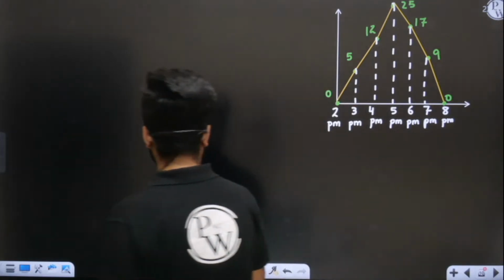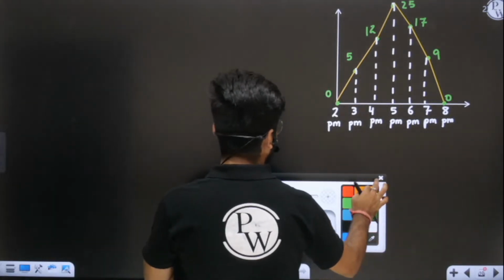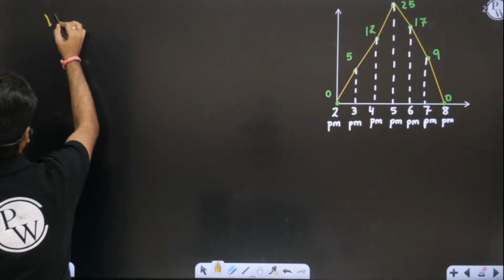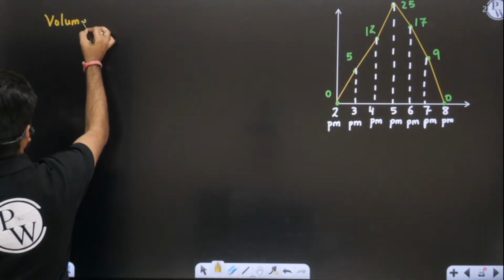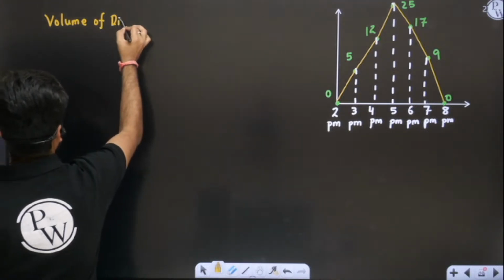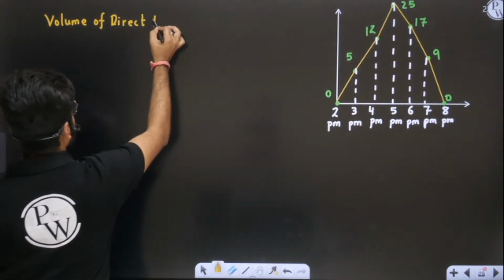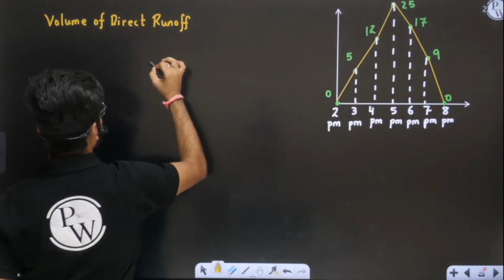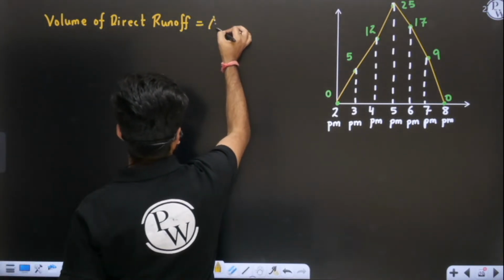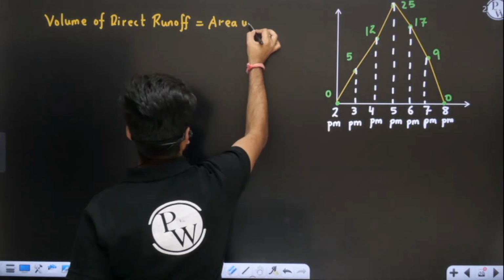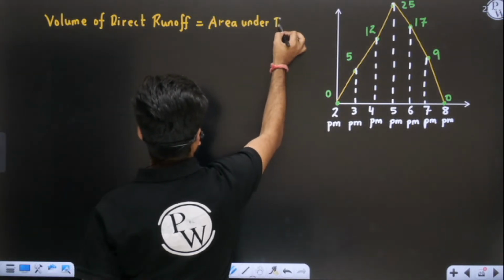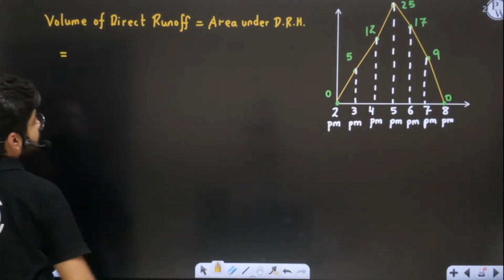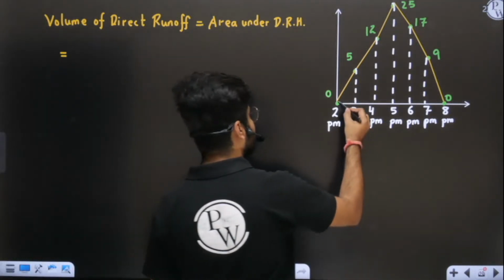Now how will I find the area? If I want to find the area under this DRH, if I want to find the volume of direct runoff, the volume of direct runoff will be the area under the DRH. How will I find the area? If you want to find the area, you have to find the area of these trapezoids. First, you will find this area.